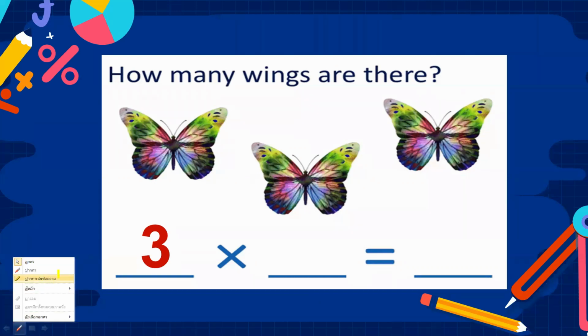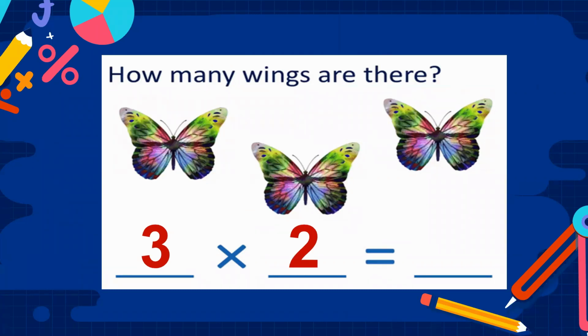We have here 1, 2. So 2 wings each butterfly. So 3 times 2 equals 6. Now let us count if it's correct. 1, 2, 3, 4, 5, 6. So therefore, 3 times 2 equals 6. Now multiplication as repeated addition, we can say 2 plus 2 plus 2 equals 6. Okay?